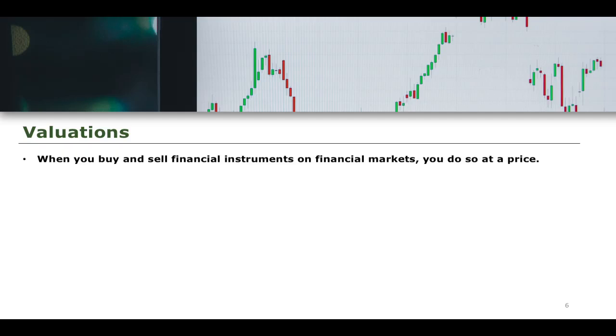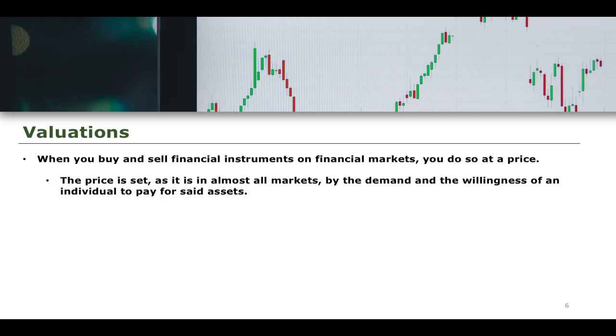There are also more technical reasons why a financial market is important, and one of these technical reasons is through the use of valuations. When you buy and sell financial instruments on a financial market, you do so at a price. Obviously, you have to spend a certain amount of money or get a certain amount of money back if you sell financial instruments, so there's a price involved. The price is set, as it is in almost all markets, by the demand and the willingness of an individual to pay for those assets.